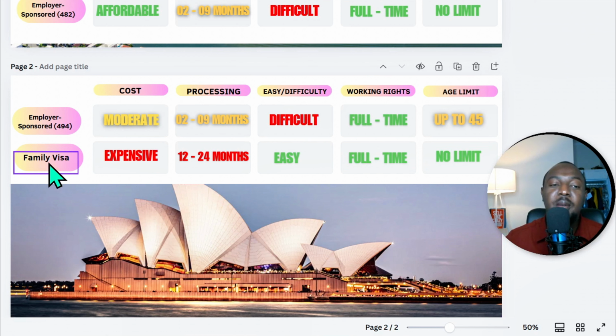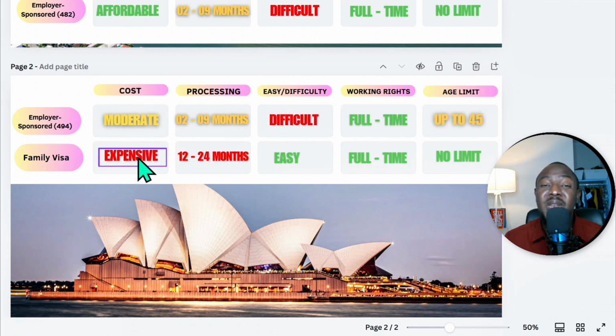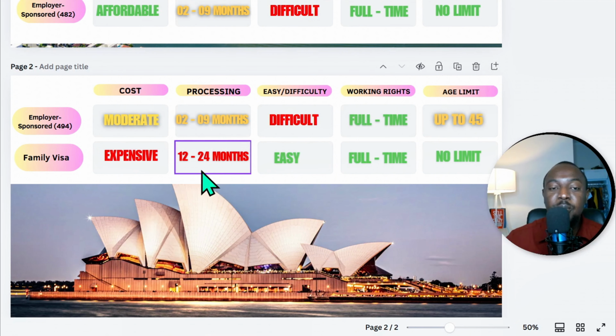Okay, so the cost is a bit expensive. So when we look at just the visa fees, 2024 is around 9,000 and something Australian dollars, just the visa application fee. We also have the child visas and also the parent visas. The parent visas can go up to like 48,000 Australian dollars, just the parent visa. So this can turn out to be expensive. Processing time, you're looking at around 12 to 24 months.